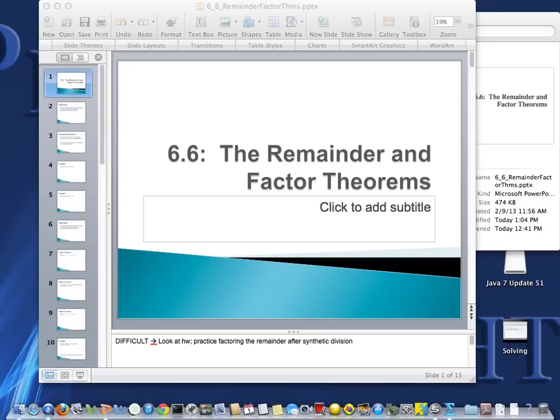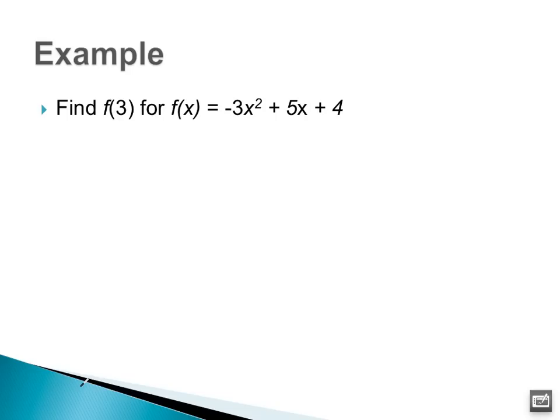Here's the first one. It says find f of 3 for the given equation, that f of x. So normally you would take out your calculator, you would substitute 3 in for x. You can do that, but instead we're going to use synthetic substitution. What I do here is I'm dividing my polynomial by 3. My coefficients are -3, 5, and 4. Remember that you bring down the -3, and then I want to multiply. 3 multiplied by -3 is -9.